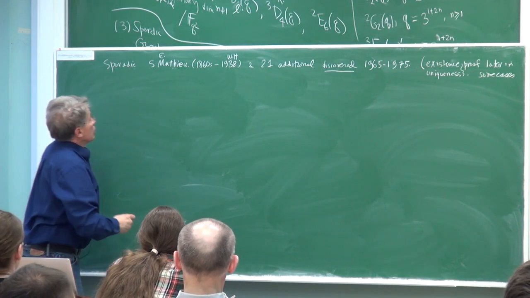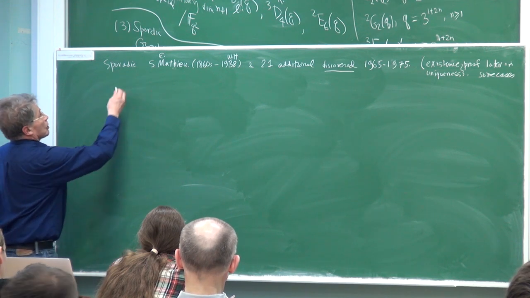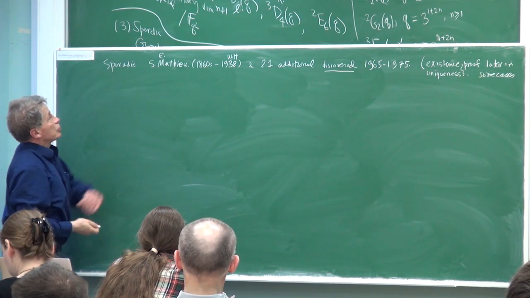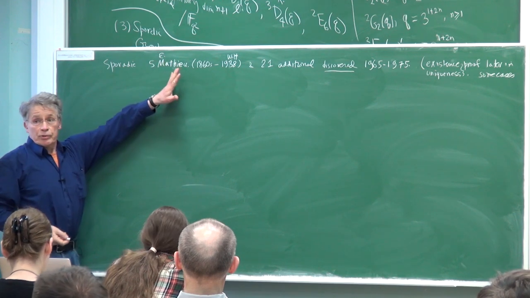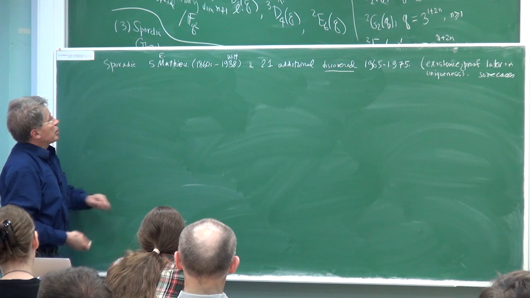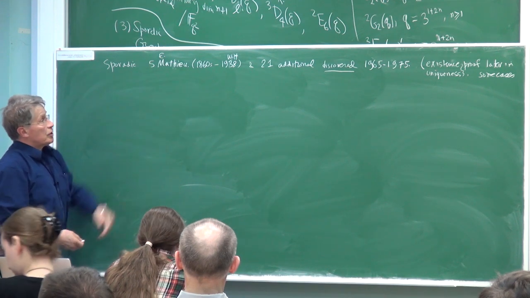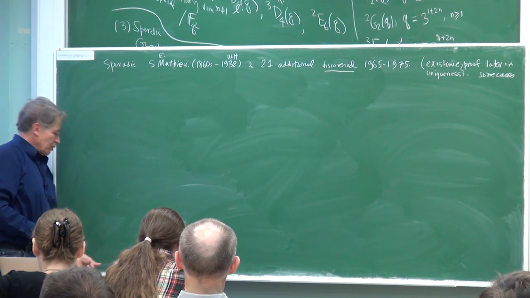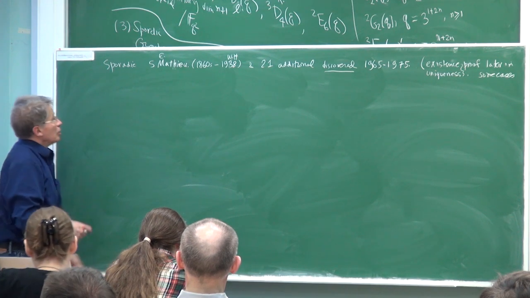Okay, now, this is the description of the simple objects in the category of finite groups. It's actually pretty complicated. To just describe these things in detail would take a very long course, maybe several of them.